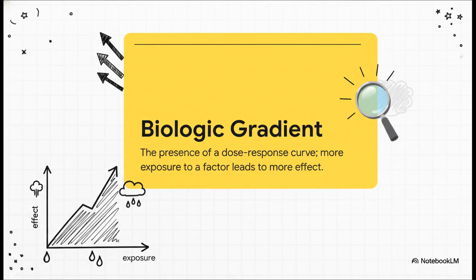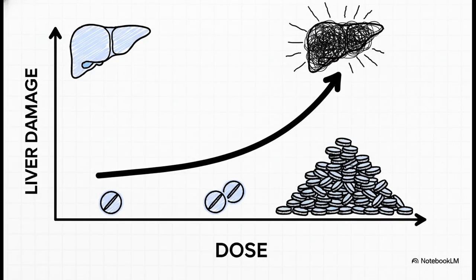If a little bit of an exposure causes a little bit of an effect, then more of that exposure should cause more of that effect. It's a pretty compelling argument when you see it. You see this perfectly with something like acetaminophen toxicity. Below 4 grams a day, it's pretty safe for most people.